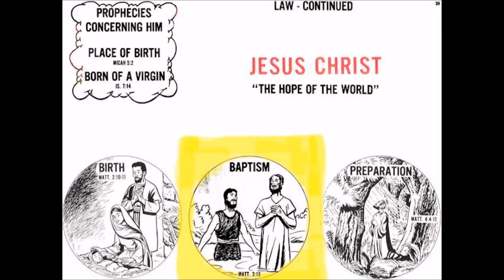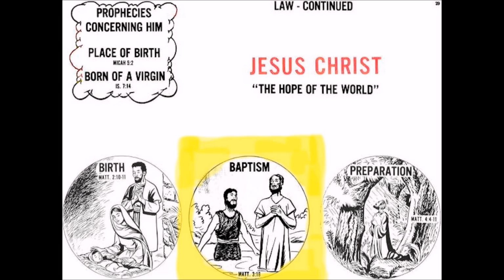Chart 29 shows Jesus going to John's baptism, although he needed no repentance. Jesus was looking forward to the day when he would assume the role of the high priest in typology. He asked John to baptize him to fulfill the righteousness of Jewish law, which said that a priest must wash before ministering.